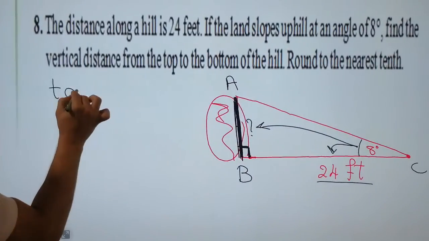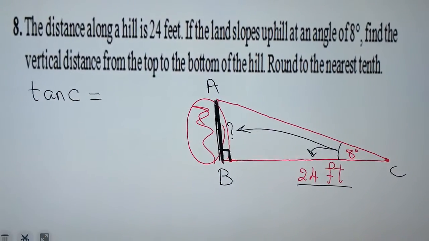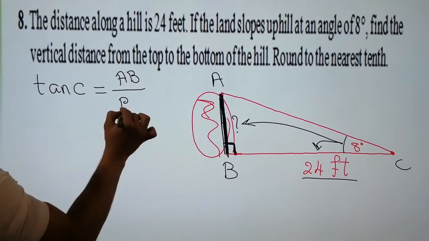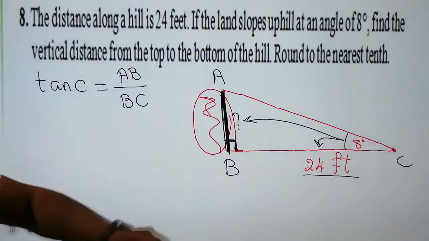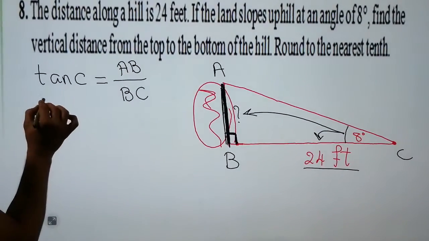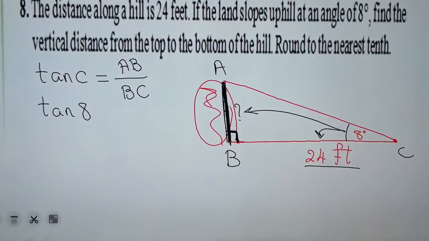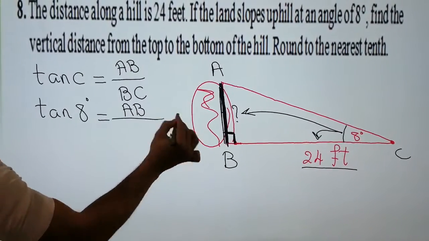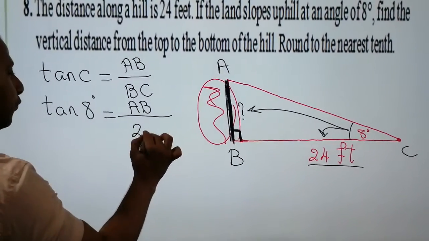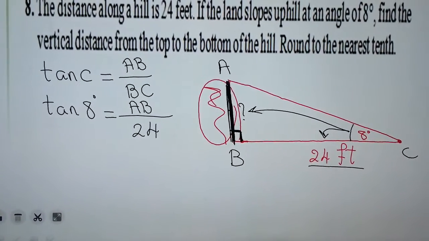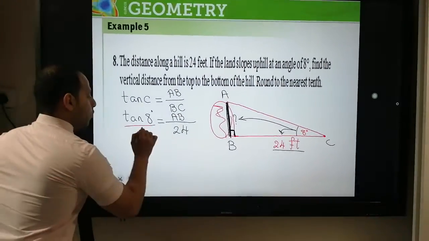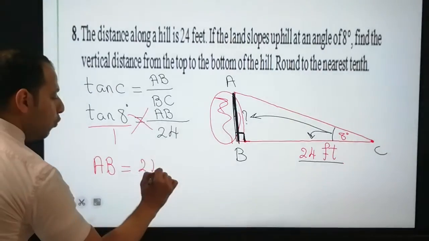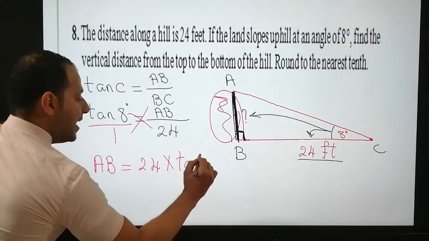So I just write tan C is equal to AB over BC, which is opposite over adjacent. Tan C, it means he gave me the measure, which is 8 degrees, equal to AB, which is missing, the distance that we have to find, over BC, which is 24. I need to find AB. By using cross multiplication, AB will equal 24 multiplied by tan 8 over 1.